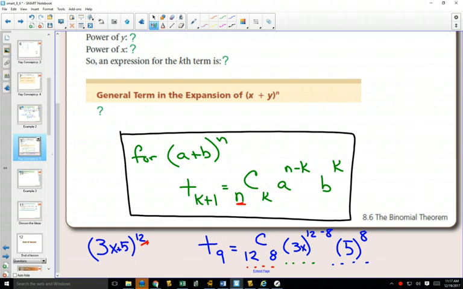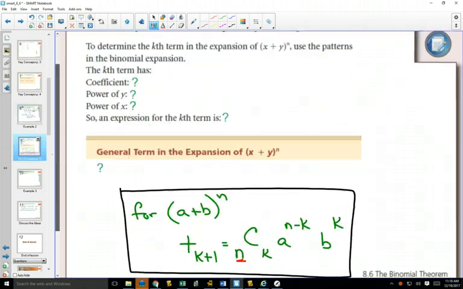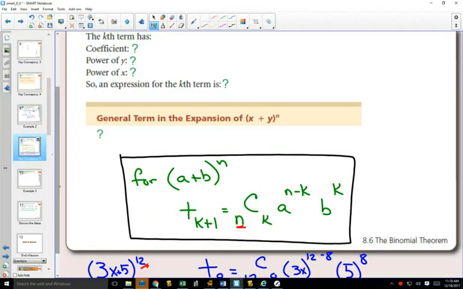So what we're saying is, if we look at the pattern of what happens, how these blue numbers went down by 1, the red numbers go up by 1, the green number in front is a combination, how can we use a specific term and figure out a formula for that? The formula that we get, which is on your formula sheet, is this one in the black box. They don't give you this part. You have to know that part, but they give you the rest.